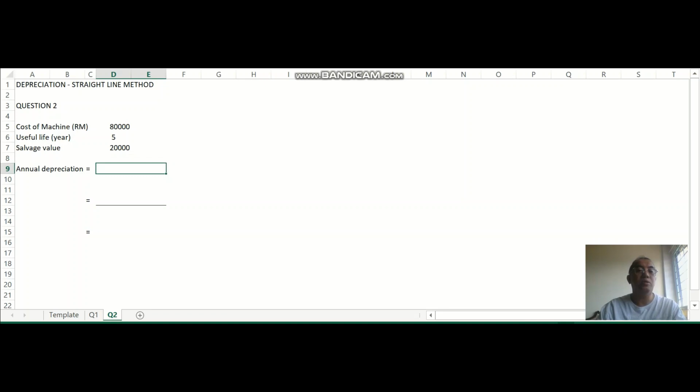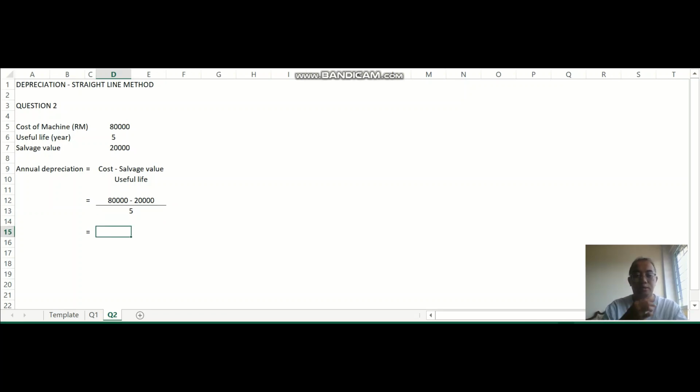So the formula for this kind of depreciation calculation is you take the cost minus the salvage value, and then divide by the number of years of useful life. Okay, I'm sorry, just now I hadn't put the formula into writing, but for the second question I make it clearer for you. So the cost is 80,000, minus the salvage value of 20,000, and then the useful life is 5 years.